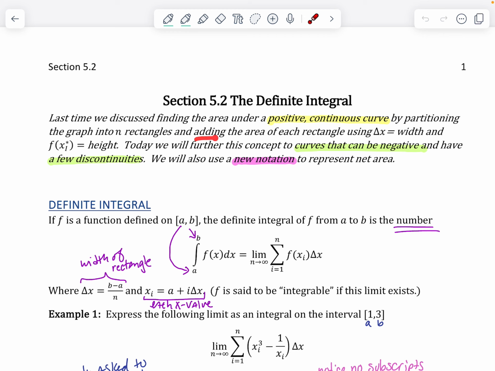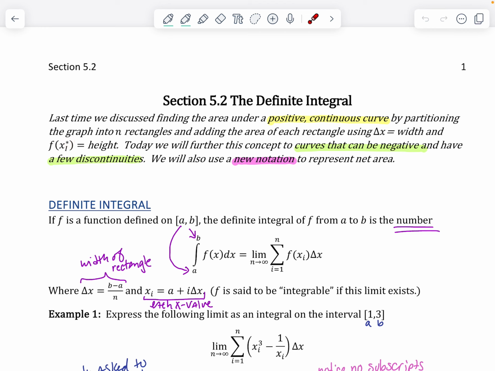And then we added up the area of each of those rectangles, where delta x was the width of the rectangles and the output of the function was the height, but we had used notation to represent the different sides of the rectangles and whether it was left, right, etc.